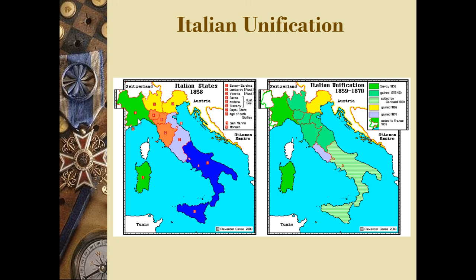Okay, so we looked at Italy before its unification, Italy after its unification. And you can see these different colors are going to represent the time that they were added to Italy in the unification of Italy.